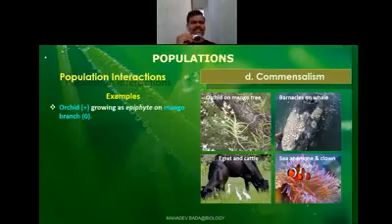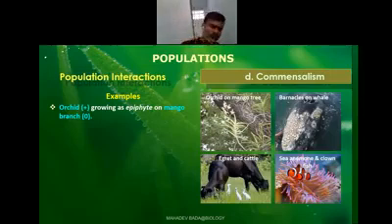Another, fourth type of population interaction that we study is commensalism. Commensalism is a type of interaction between two organisms where one organism is benefited and the other organism is neither benefited nor harmed. You must remember, the other organism is neither benefited nor harmed.